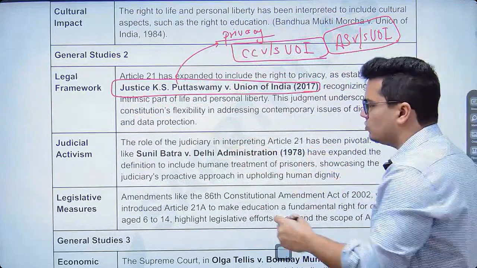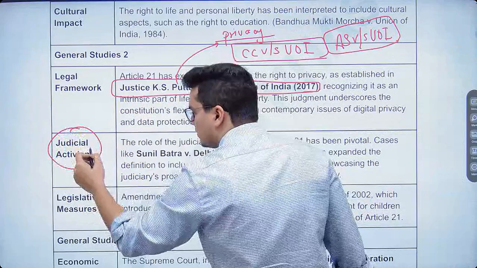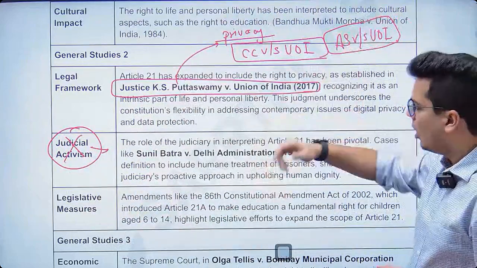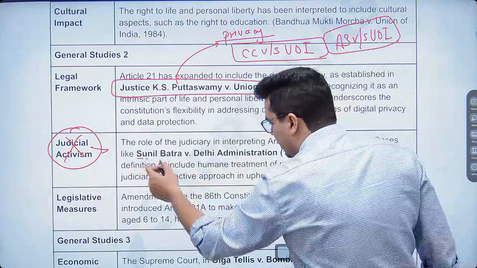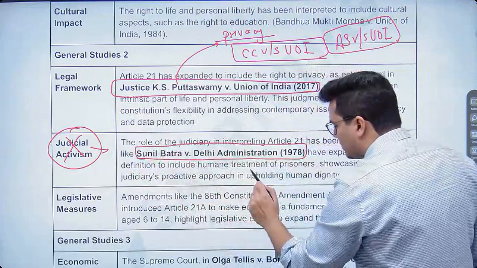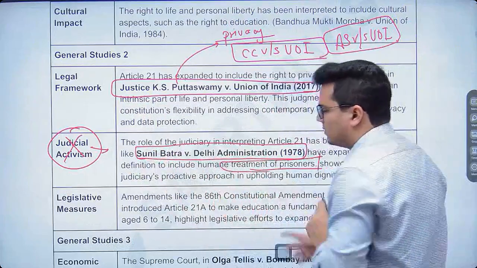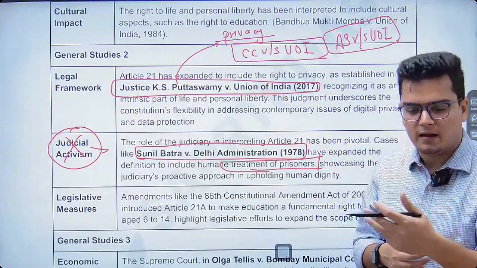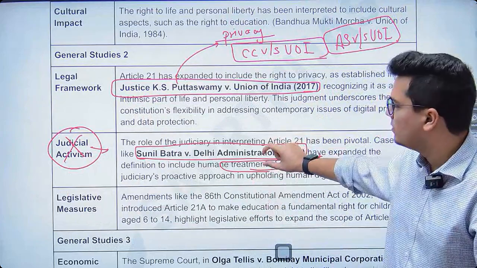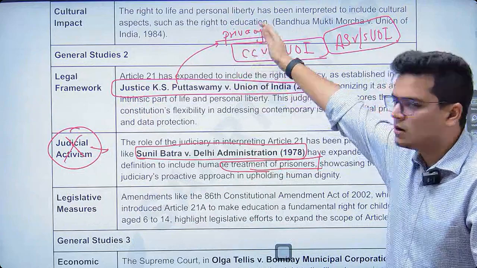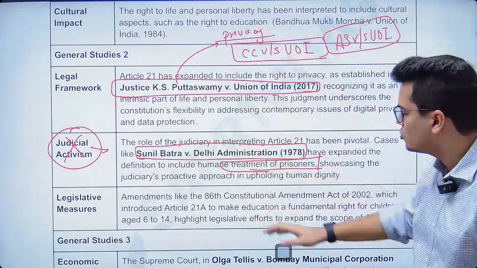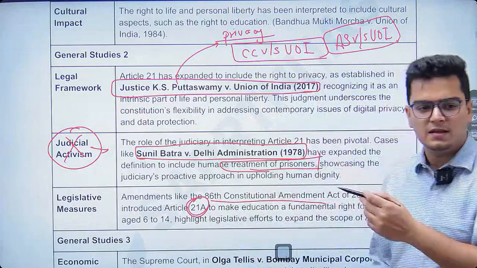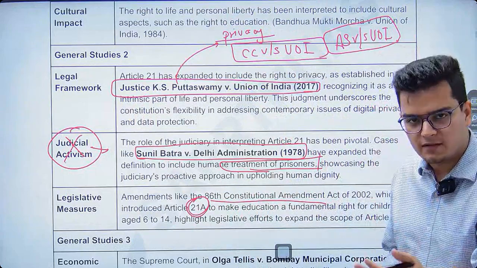Then with regards to the idea of judicial activism, this term you are not supposed to write. This is just for you to remember. How will you remember? Sunil Batra versus Delhi Administration, where humane treatment of prisoners was the issue. So if our polity is expanding to show humane treatment of prisoners, the right to privacy, and the 86th Constitutional Amendment Act and Article 21A, it means that our constitution is transformative.